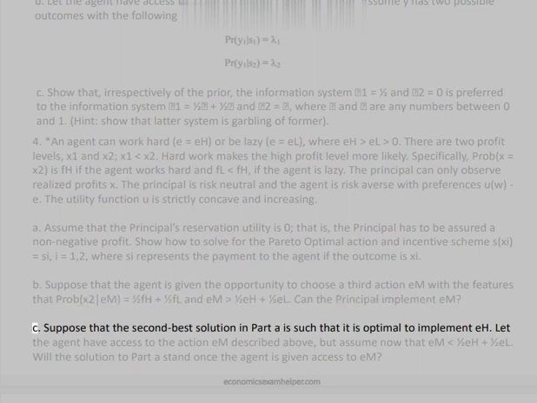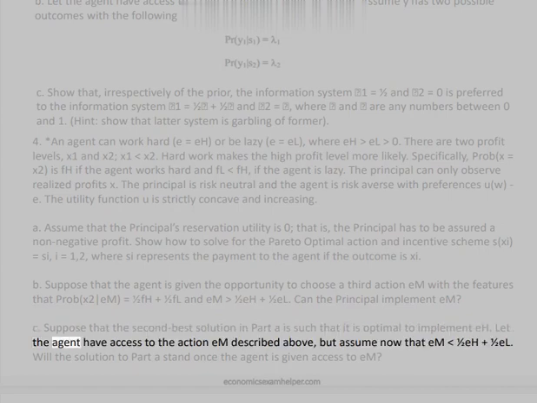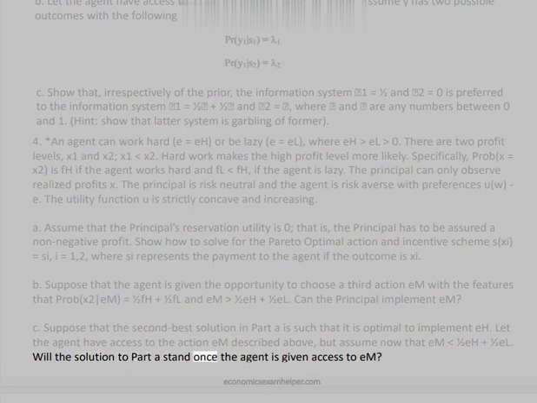C. Suppose that the second best solution in part A is such that it is optimal to implement H. Let the agent have access to the action M described above, but assume now that M is 1/2 H plus 1/2 L. Will the solution to part A stand once the agent is given access to M?